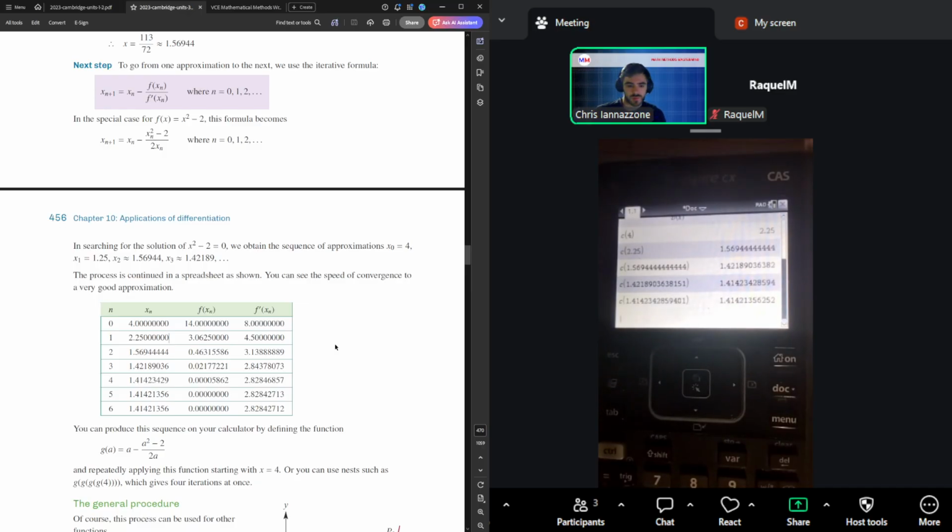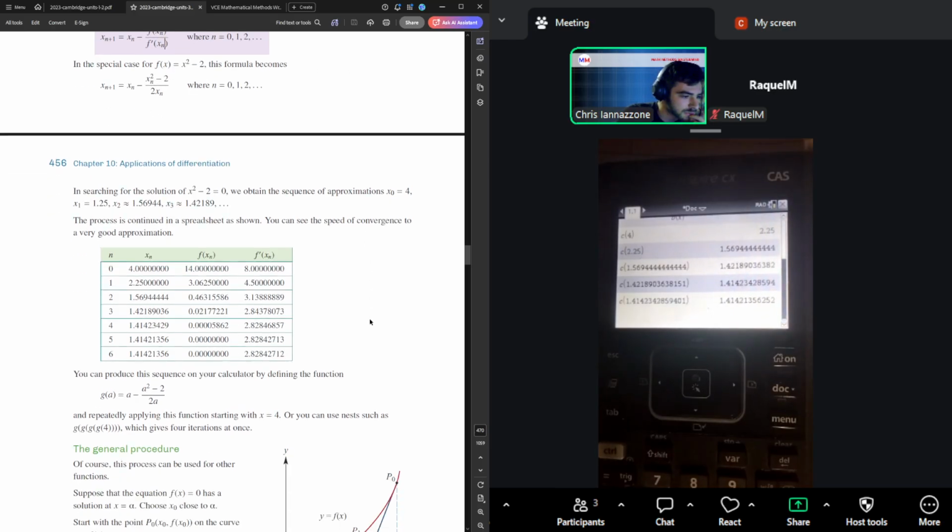So that's how you get the algorithm into your CAS. Is that all fair enough? Yeah, that makes sense, thank you. Sweet. The rest of the table there, they were just showing the f and f dash values simply because that's what's in the actual equation itself.